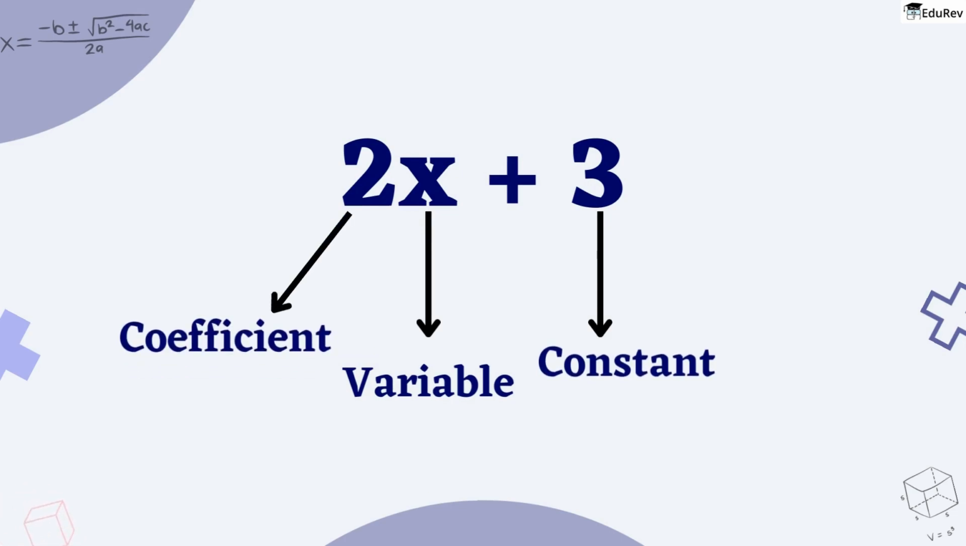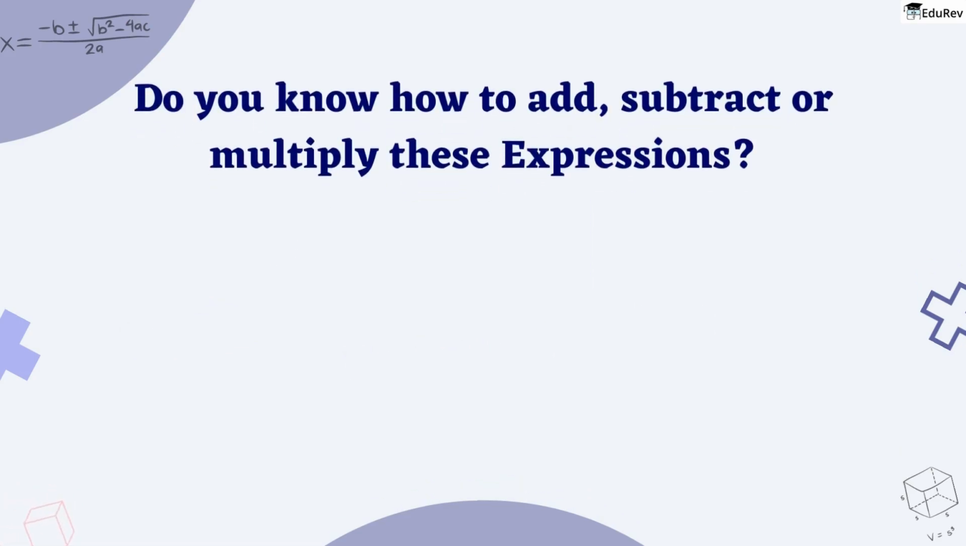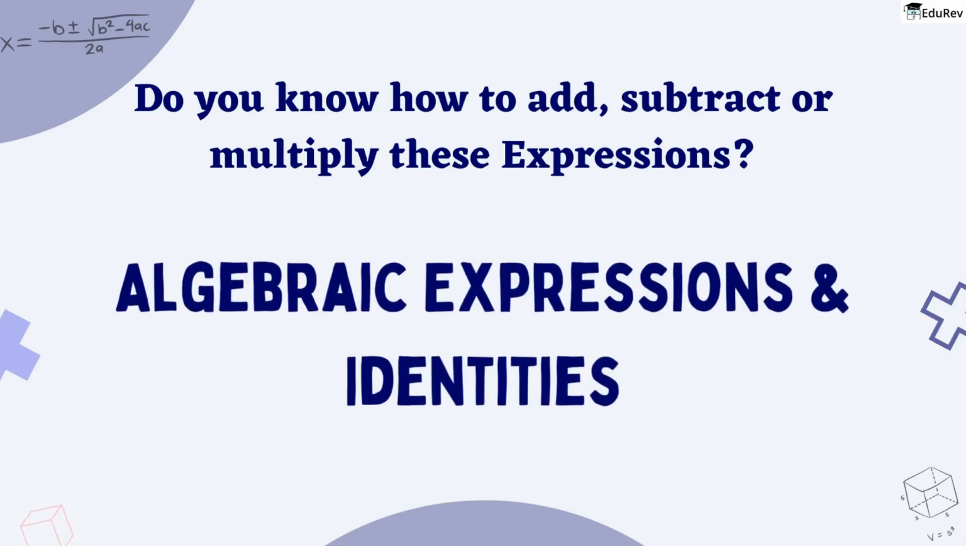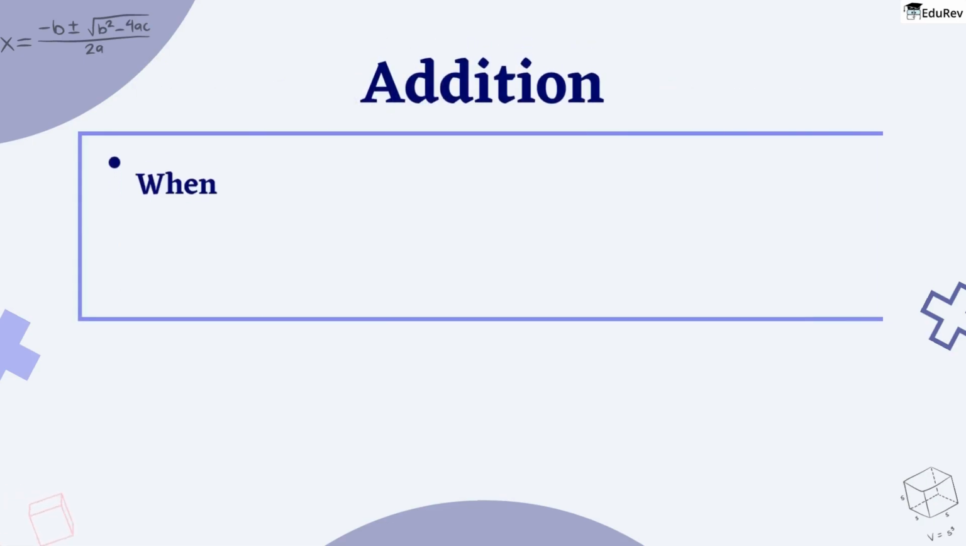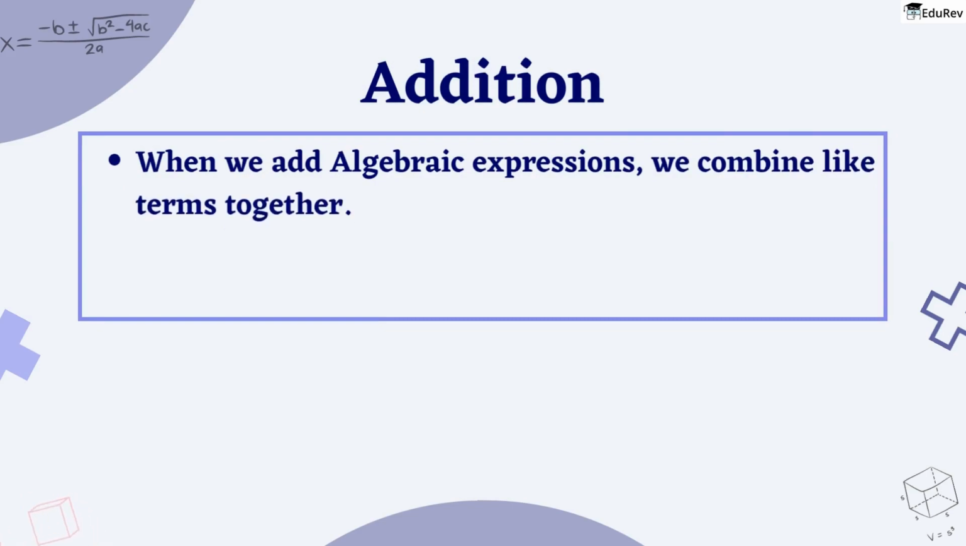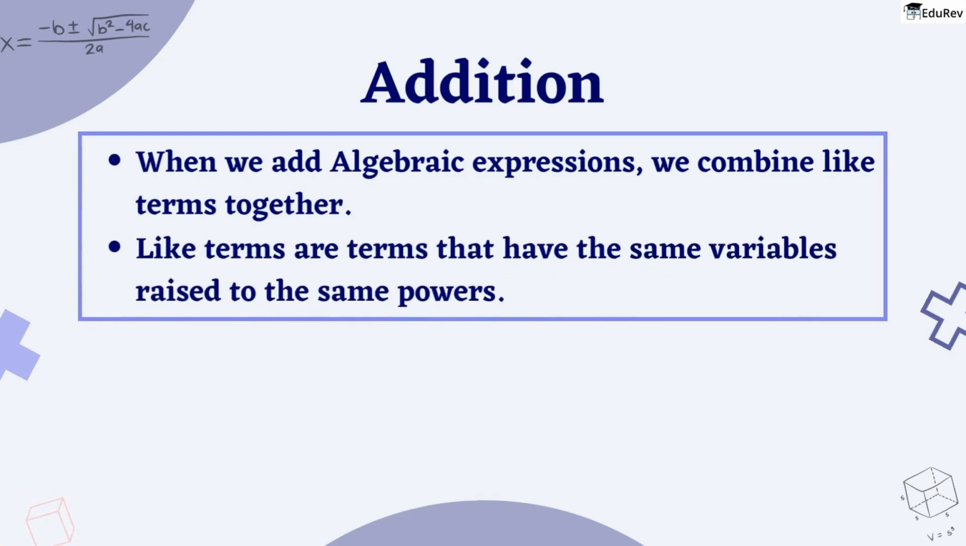is a coefficient. But students, do you know how to add, subtract, or multiply these expressions? In this video, we will learn all these concepts from the chapter Algebraic Expressions and Identities. Let's talk about addition first. When we add algebraic expressions, we combine like terms together. Like terms are terms that have the same variables raised to the same powers.